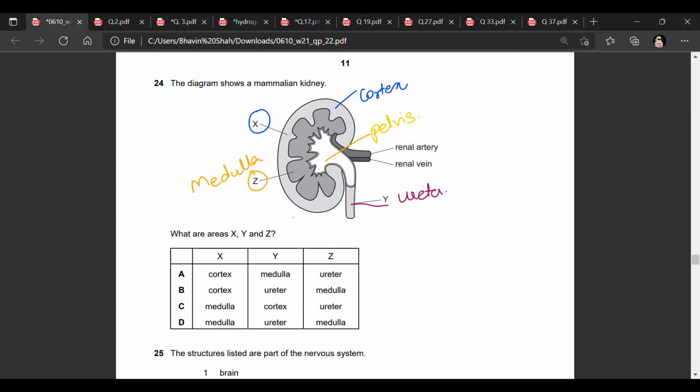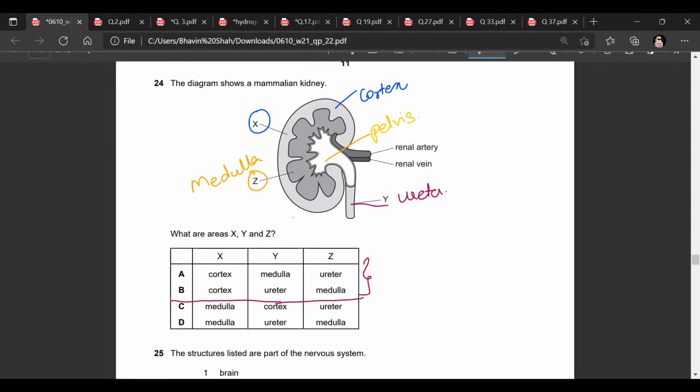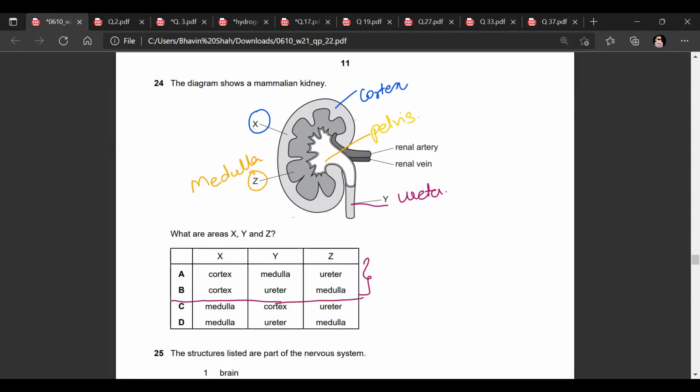So now let's match. What are the areas X, Y, and Z? We said the X is the cortex, so we are looking at only these two options now. Okay, so the X is the cortex, then the Y is the ureter. So your answer, as you can see, is going to be B.